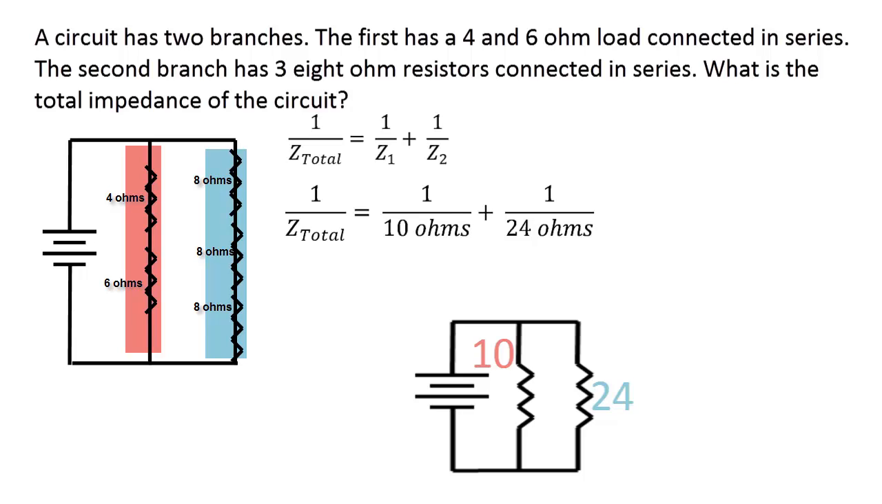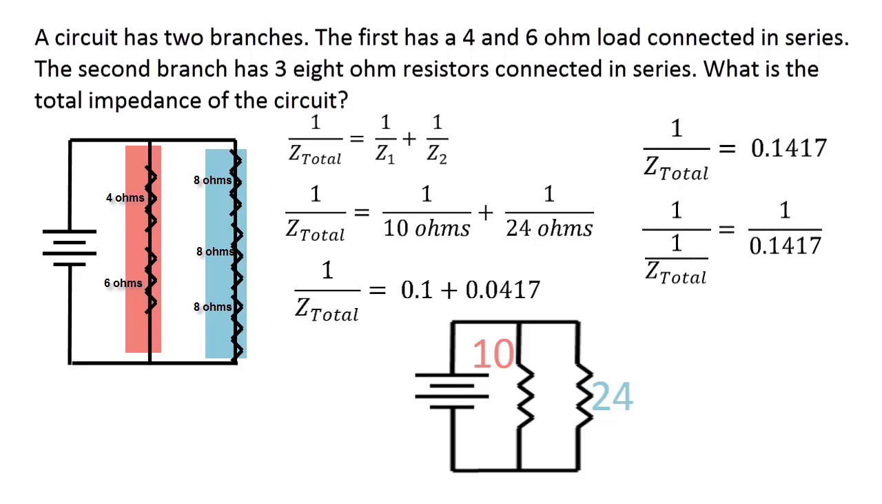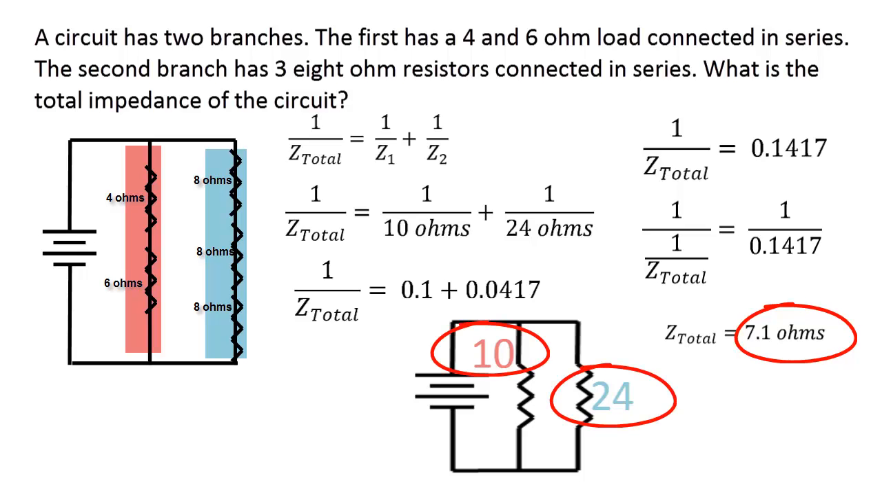1 divided by 10 equals 0.1. 1 divided by 24 equals 0.0417. Adding up the right side gives me 0.1417. Take the inverse of both sides and I get a net impedance of 7.1 ohms, rounded of course. I know this impedance is a reasonable answer because it is less than either of the parallel branches.